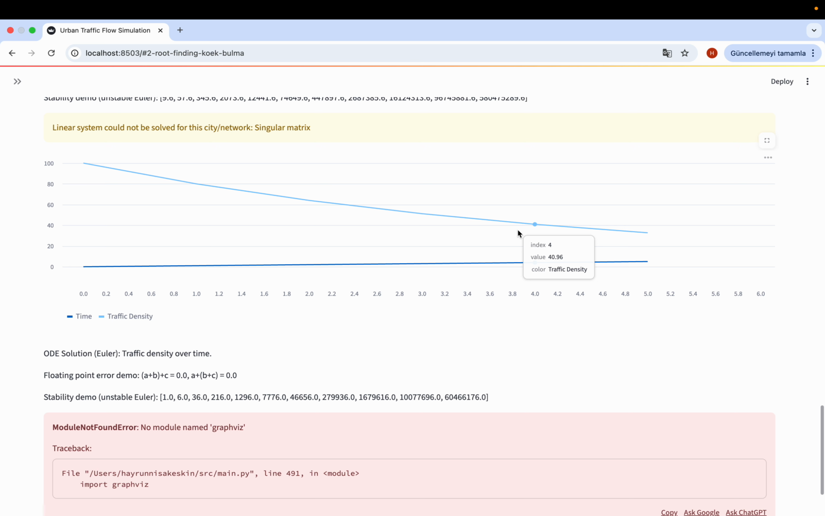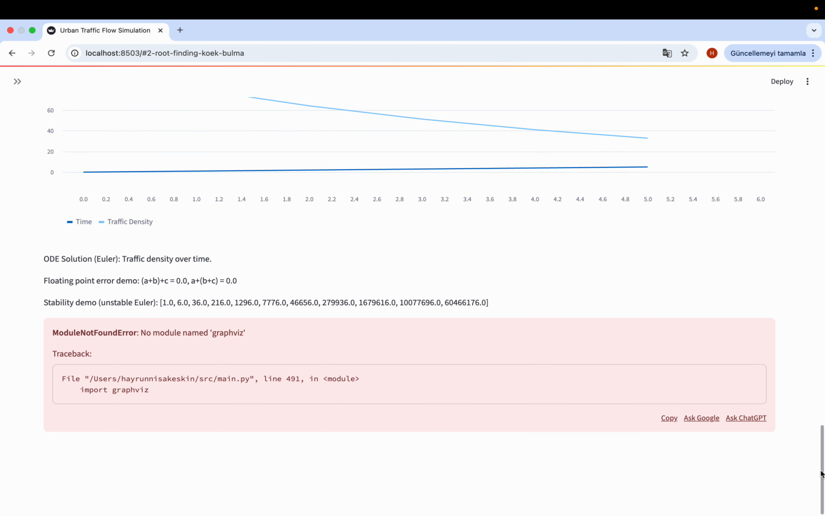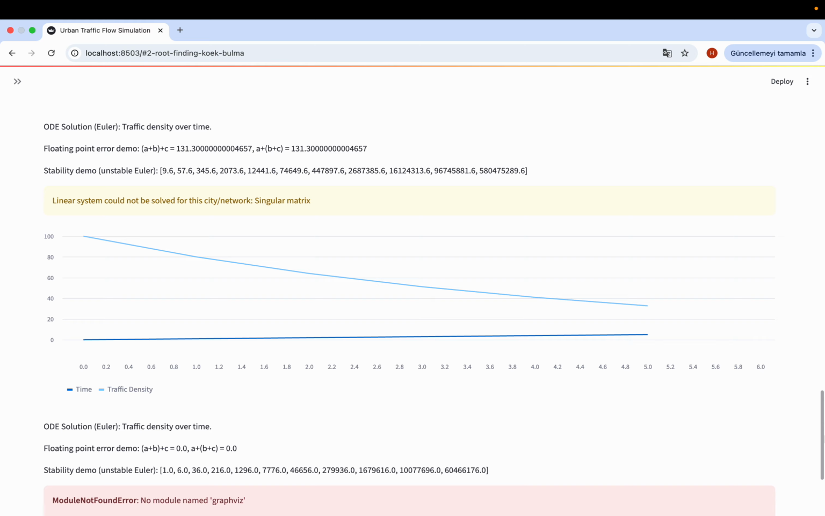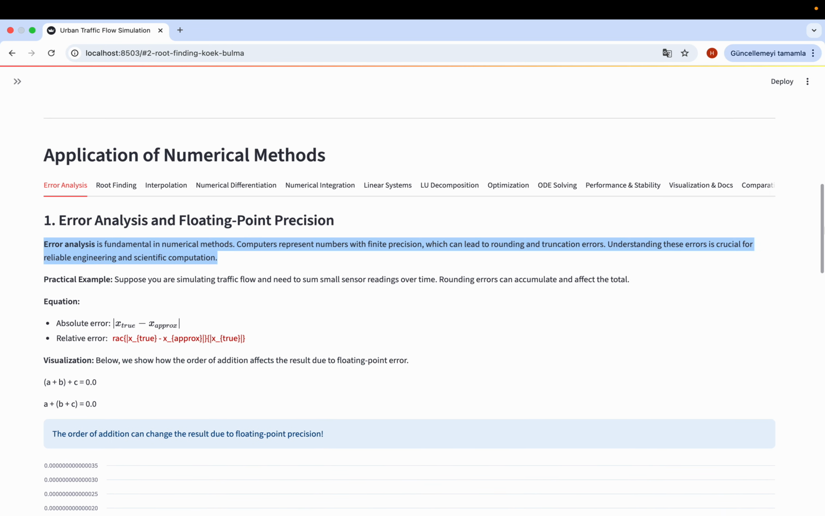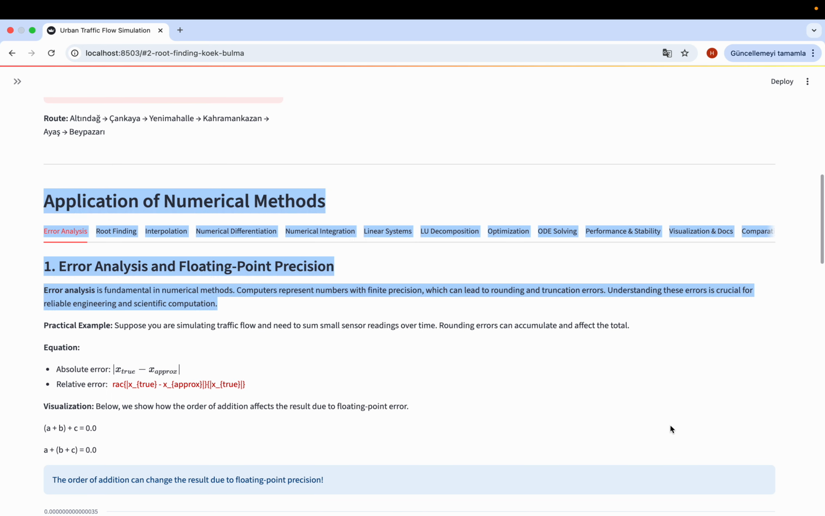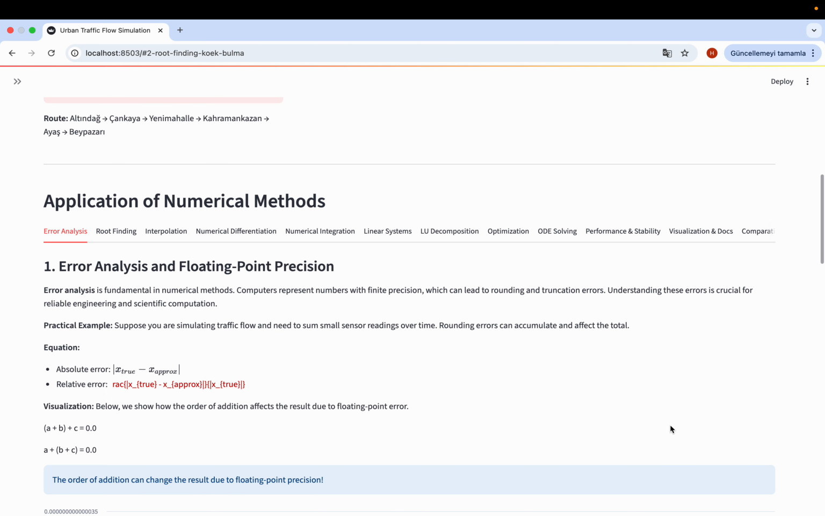Time of traffic density graphs show us. Last graphic was this, and we are continuing. Yes.